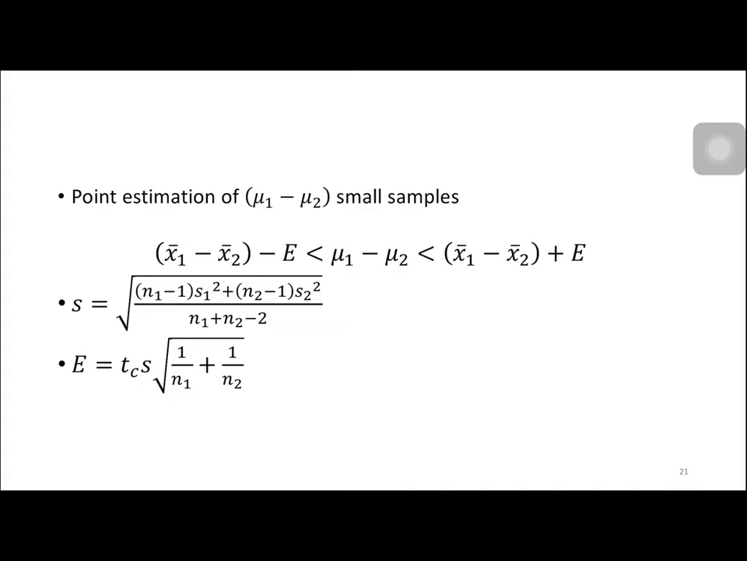Okay, so for the point estimation of mu 1 minus mu 2 for small samples, we have there again the difference between the means, x bar 1 minus x bar 2 plus minus E. Here, the formula for computing S is equal to the square root of n1 minus 1 times variance 1 plus n2 minus 1 times variance 2 over n1 plus n2 minus 2. Our E is equal to tc times S times the square root of 1 over n1 plus 1 over n2.